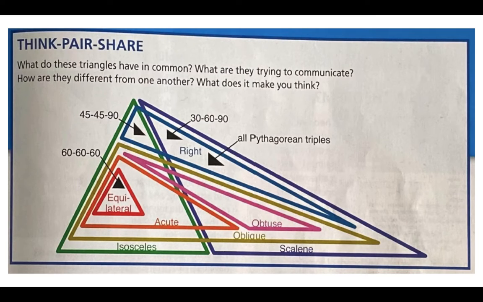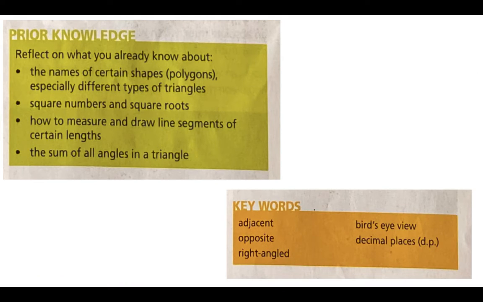Okay, so now let's recall what you have learned. At some point in elementary school, you learn about the names of certain shapes, the polygons, 多边形, especially different types of triangles, okay, especially in last unit. And also in Unit 4, we've learned about square numbers and also square roots. We talk about how to rationalize the denominators.